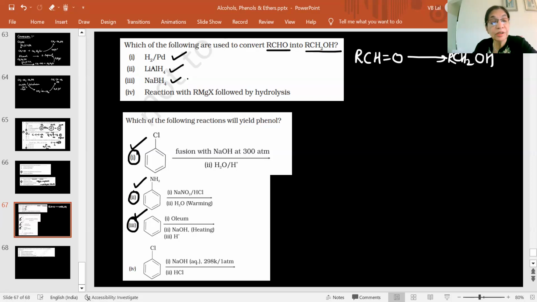Aqueous NaOH. This one will not give phenol because you need high temperature and high pressure. Here, high temperature and high pressure is not there. So the fourth one will not give.